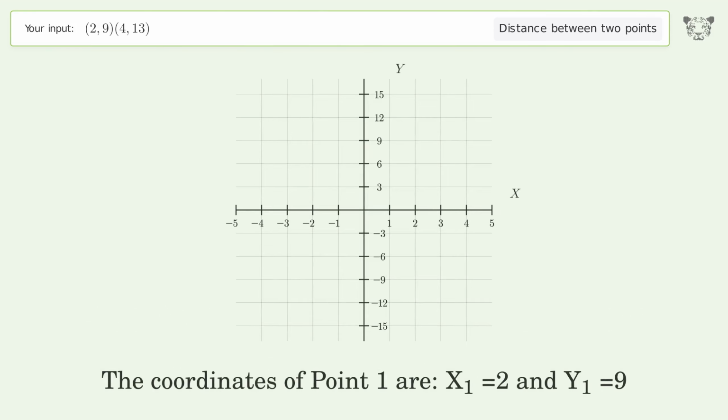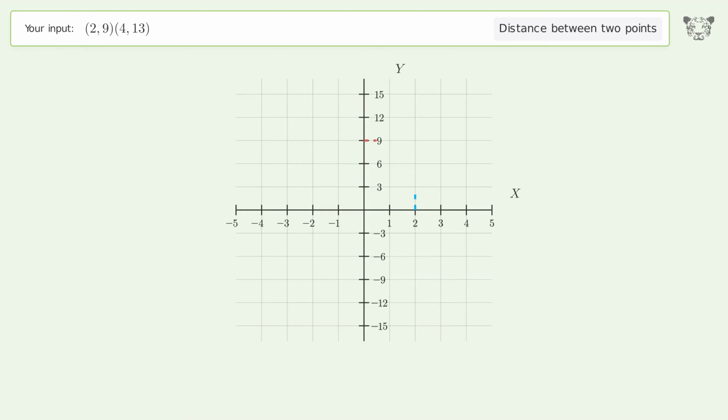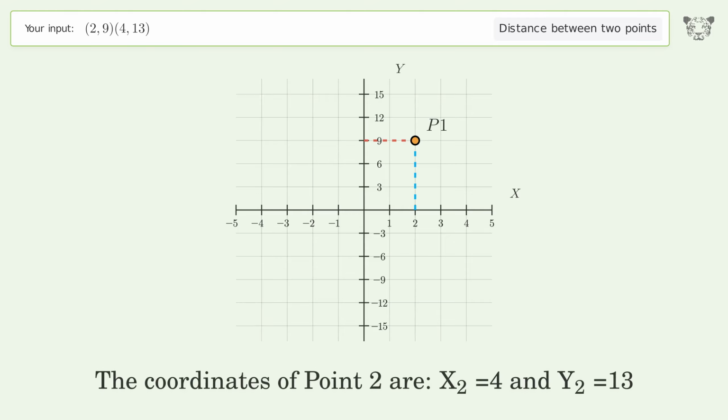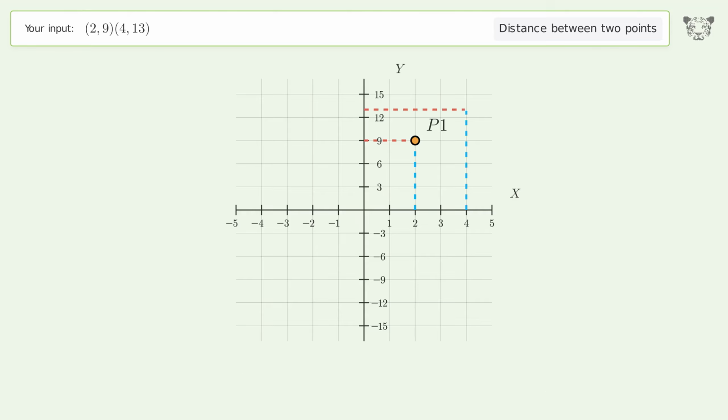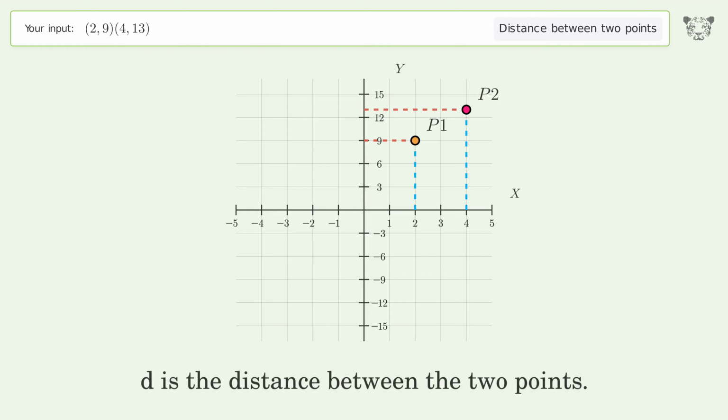The coordinates of point 1 are x1 equals 2 and y1 equals 9. The coordinates of point 2 are x2 equals 4 and y2 equals 13. D is the distance between the 2 points.